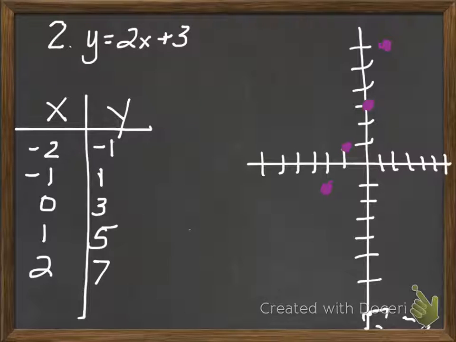Oops, too far. And then 2 and 7, which is almost off the charts. All right, I'm still not done though. I have to connect the dots, make sure we always do that, and we want our line to go completely through the graph, and we always need our arrows going each way. So that is the answer for that problem.